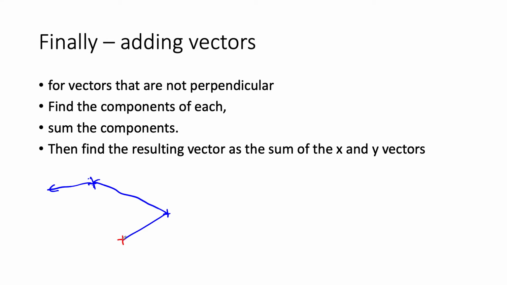And our resultant, here's our starting point, it's going from the starting point to the end point, and we want to know what this is. To do that, we need to figure out this component of our resultant, and this component. And to do that, we've got to know what these components are. If you have 3 vectors, you're going to have 3 sets of x and y that you have to add together to get this component vector and this component vector.